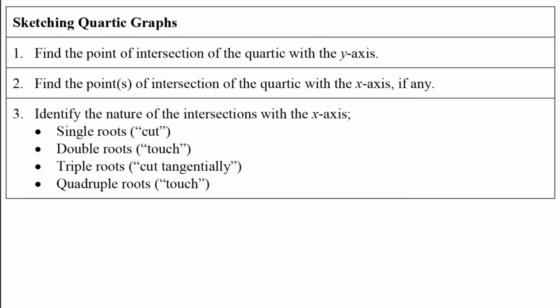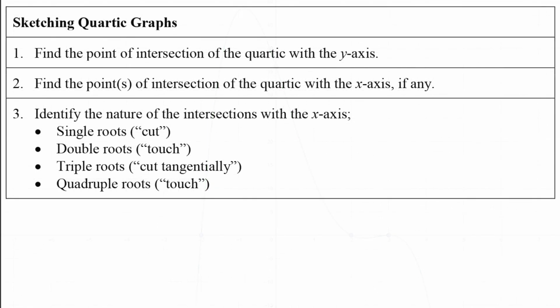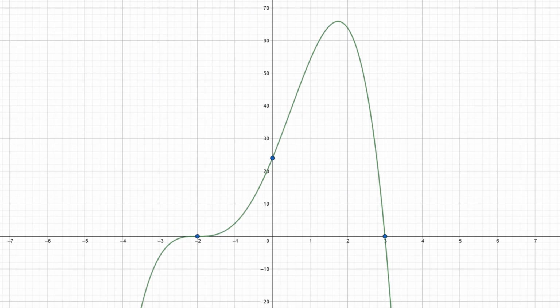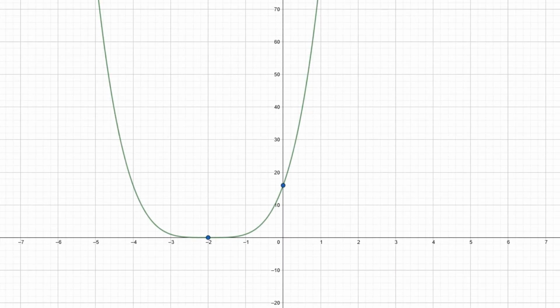If we have a double root, one which appears exactly twice in a factorization, then the curve will touch the x-axis at that point. That was the case with the x equals 3 intersection in this example. If we have a root which appears exactly 3 times, then the curve will cut the axis tangentially at that point. That was the case with the x equals -2 intersection in this example. And if we have a root repeated 4 times in a factorization, then the curve will touch the x-axis at that point. That was a situation in this example.